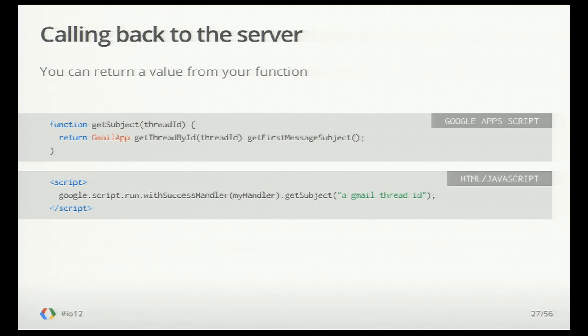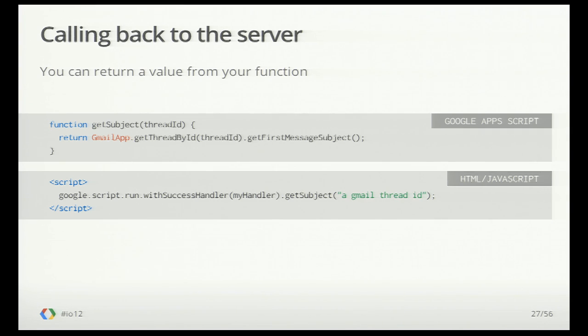You can return a value from your function. So here I've filled in the top function, no longer a comment. Gmail app, we're going to get threads for that thread ID, and we're going to get the first message's subject. That's the subject that gets shown in Gmail in the user interface. So I'm returning it, but how does it get handled on the client?